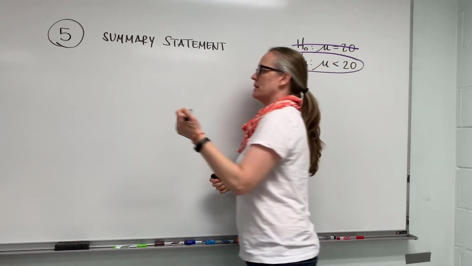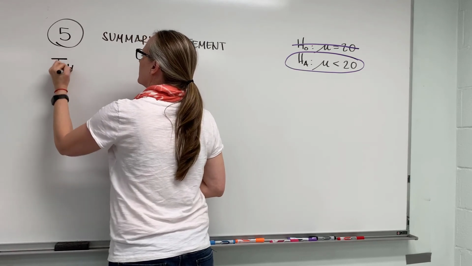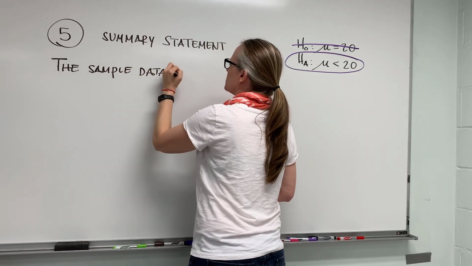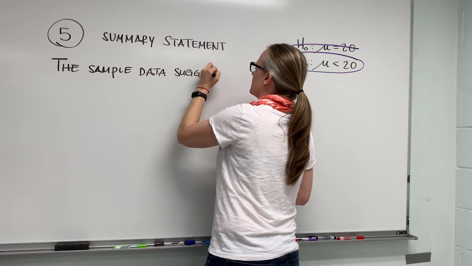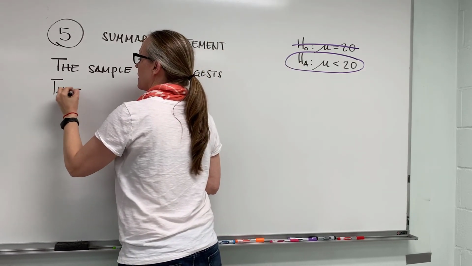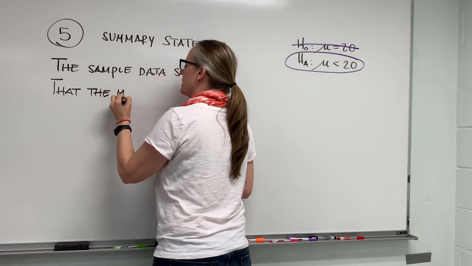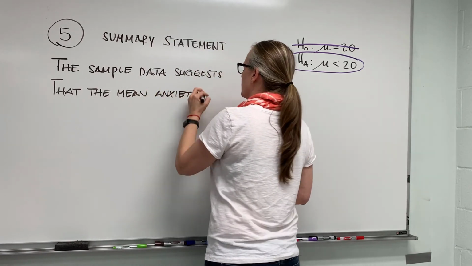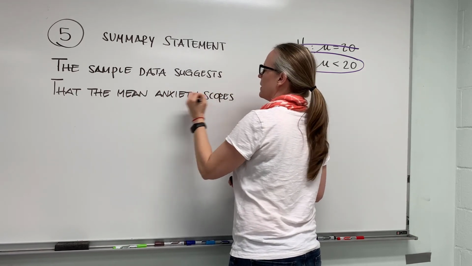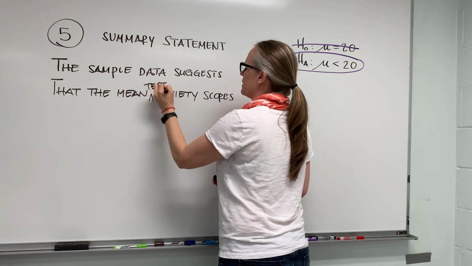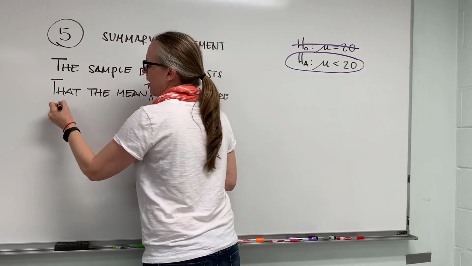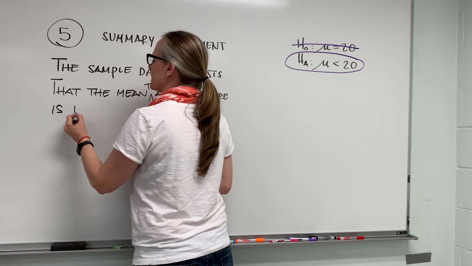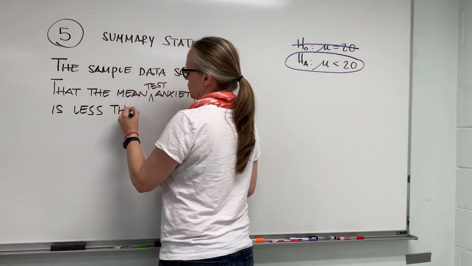So let's write a summary statement. The sample data suggest that the mean anxiety score, I guess this was a test anxiety score, is less than 20.